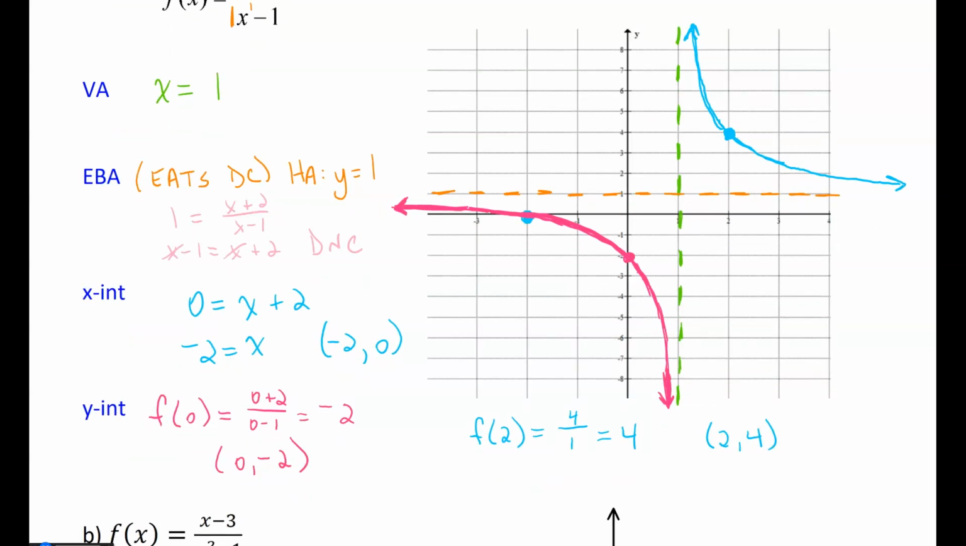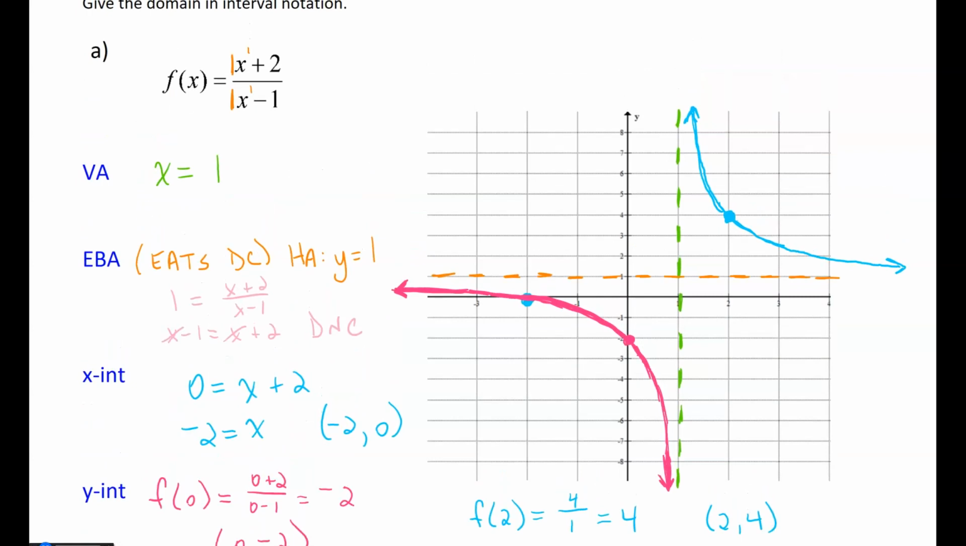We could talk about the domain and range. Here, I'll put that up here. The domain of this, again, the only restriction was on 1. So for domain, we'd go negative infinity to 1, union 1 to infinity. For the range, we don't have any values for y equals 1. So 1 is actually not in the range. So this one would be negative infinity to 1, union 1 to infinity.